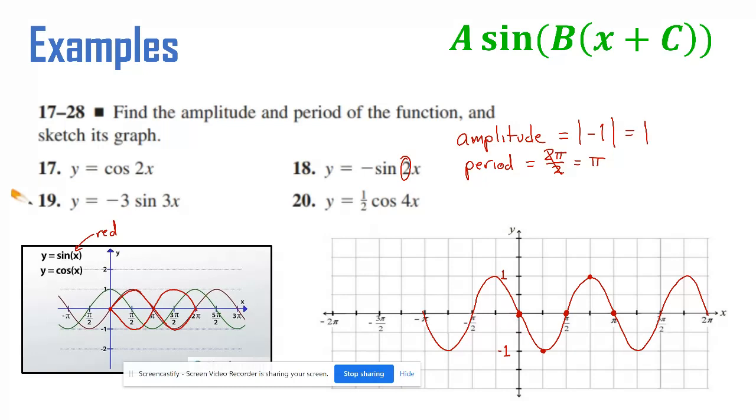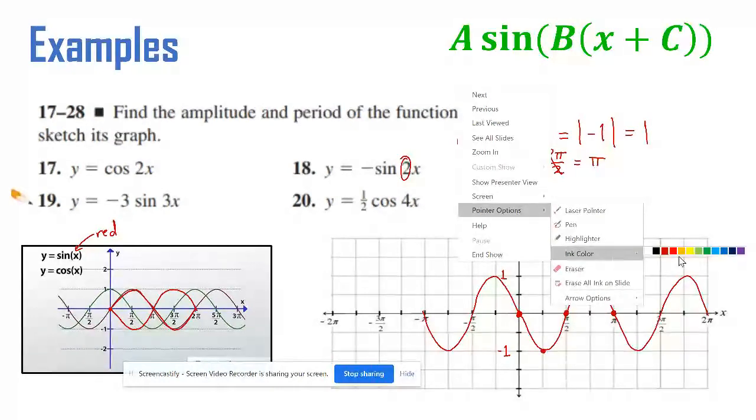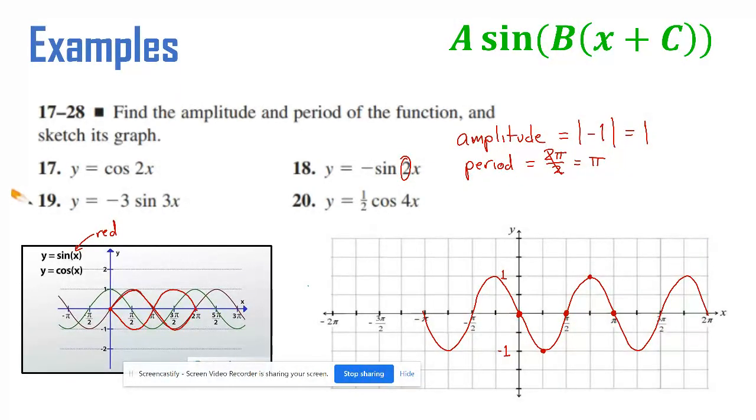All right, let's go ahead and do number 20, the cosine. So here we have a 1/2. That's going to affect our amplitude. Let me do this in a different color so we can see it. So cosine on this picture in the corner is green, so I'll do green also. All right, so 1/2 cosine of 4x. So our amplitude is going to be the absolute value of 1/2, which is just 1/2. And what that means is instead of going up to 1 and down to -1, we will just go up to 1/2 and down to -1/2. So it's going to be half as tall as a regular wave.